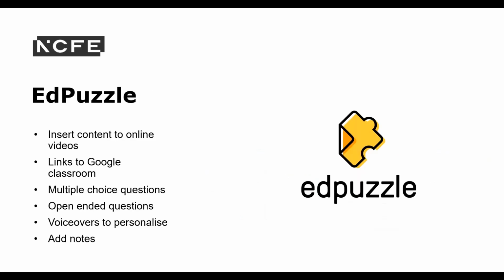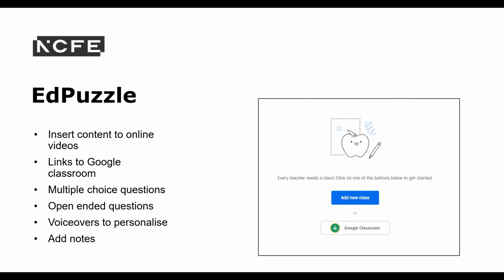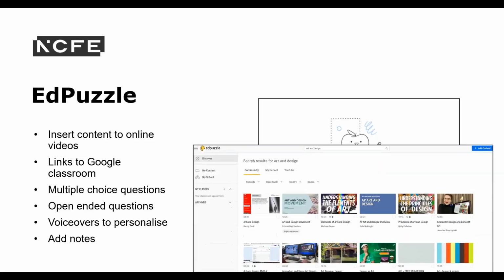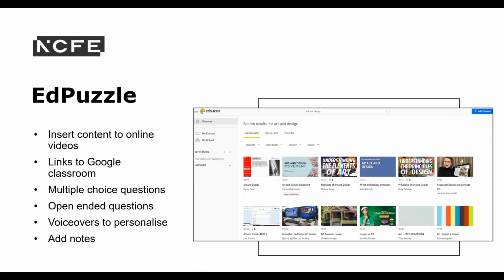EdPuzzle is a website that allows you to add content to online videos. You can search and add content to videos from YouTube, Khan Academy, TED Talks, or a video that another teacher has created. If you do use Google Classroom, then you can link your class to EdPuzzle. You can search for a range of different videos on whatever topic you would like, and there are some that are actually already available for you to use that have been created by others.